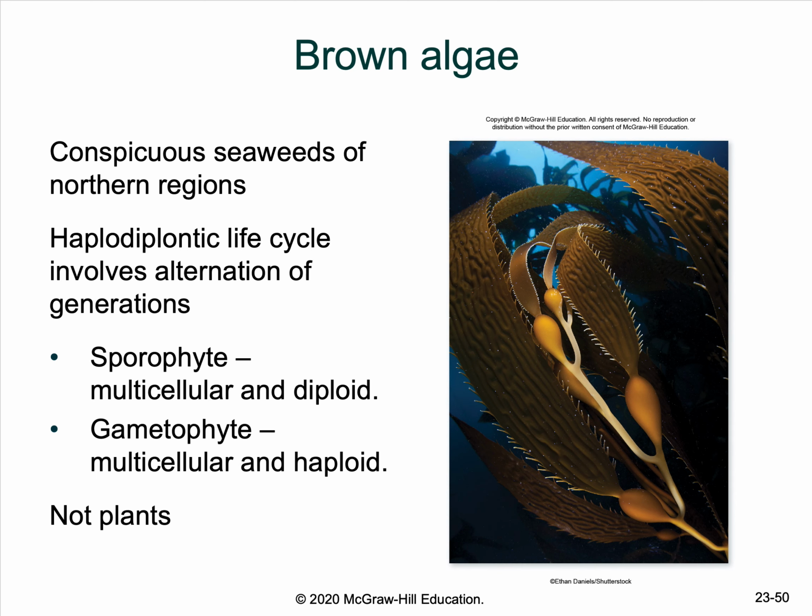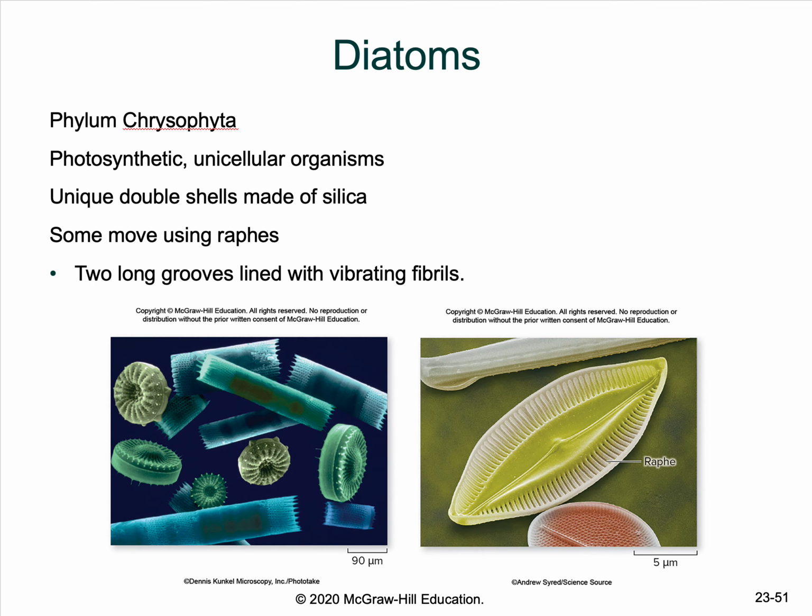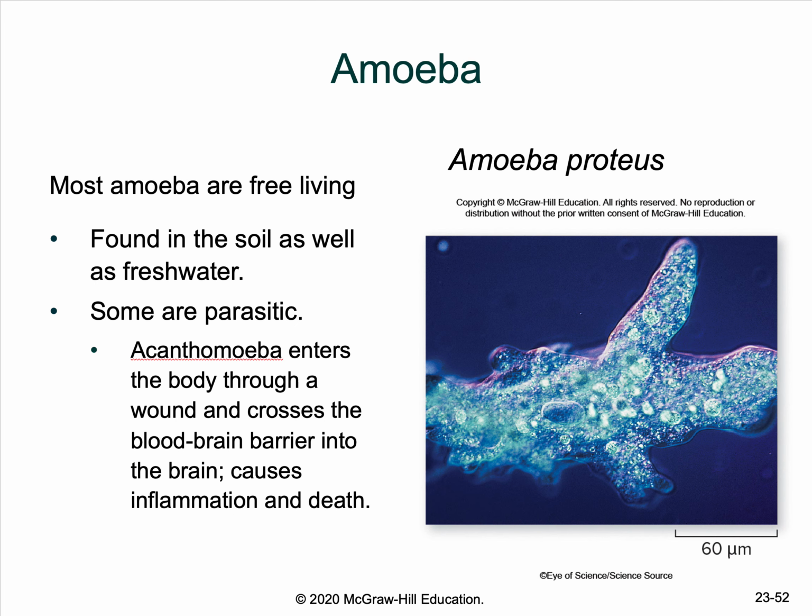Another one is algae. People always assume that algae is a plant, but not all algae is a plant. Some is actually a protist. Diatoms is another example. These are also photosynthetic, unicellular. And the last one that we will leave on is the amoeba.